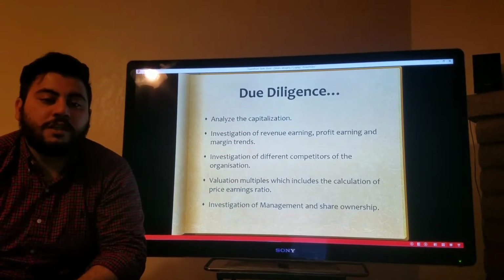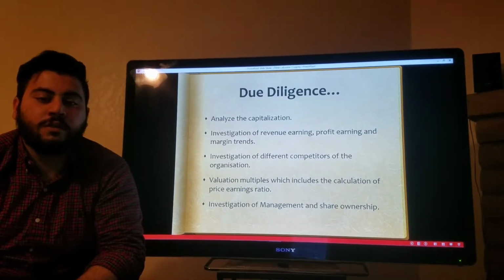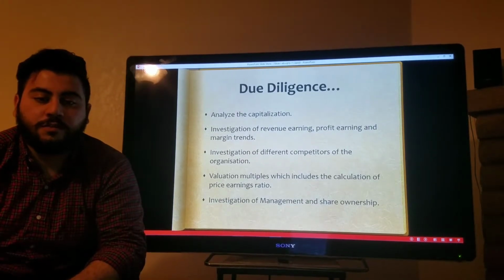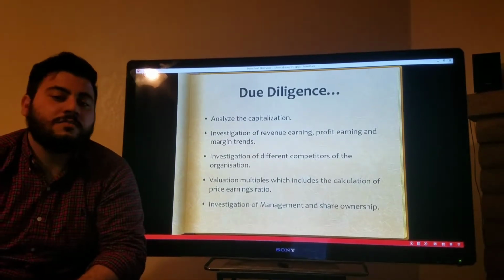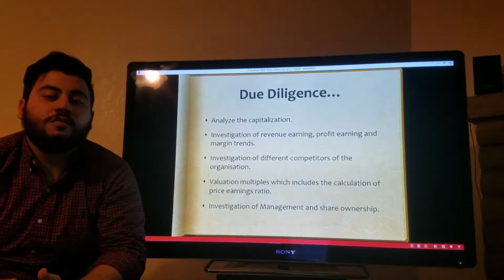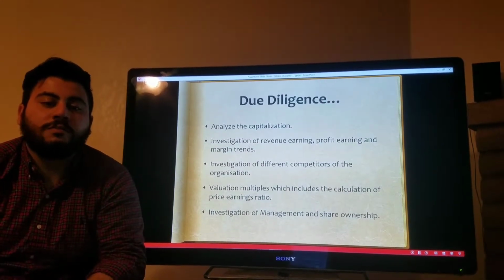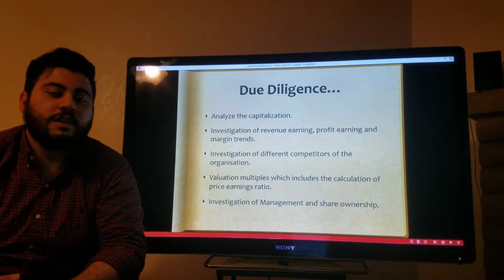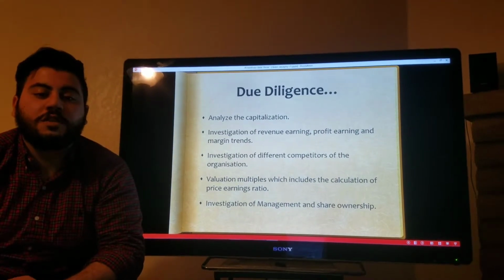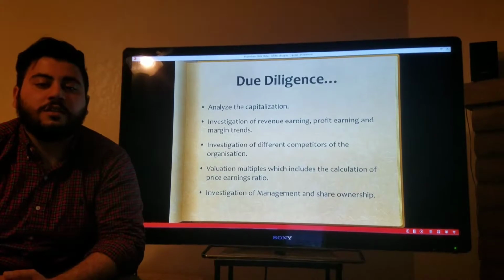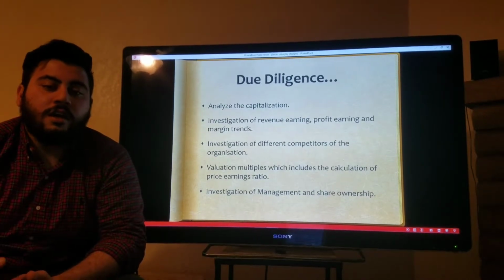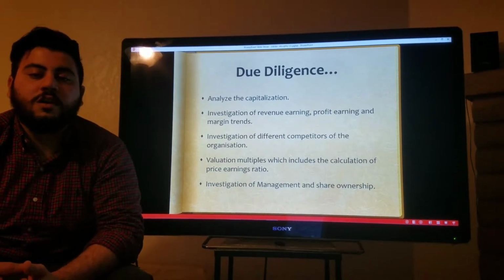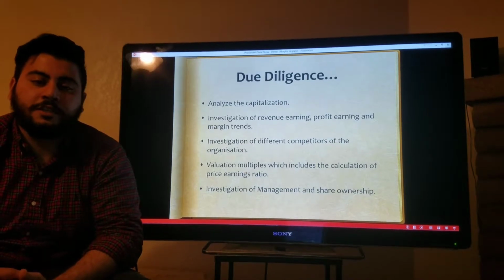The fourth step is associated with the valuation multiple, which is related to calculation of the price earning ratio. The fifth step is related to investigation of top level management and share ownership in the organization. The sixth step of due diligence is related to investigation of the statement of financial position of the organization. The seventh step is related to investigation of historical performance of the stock price of the organization.